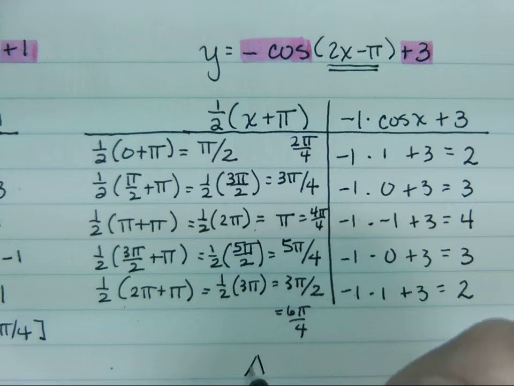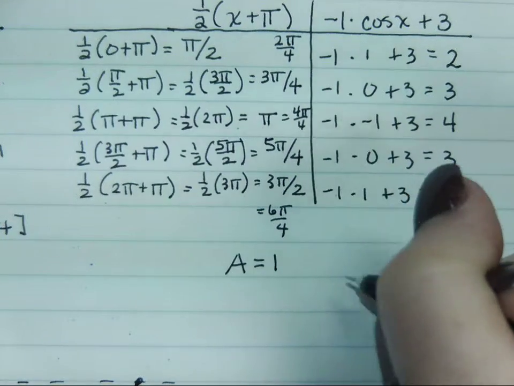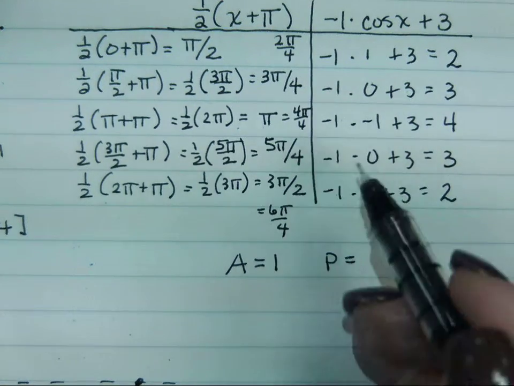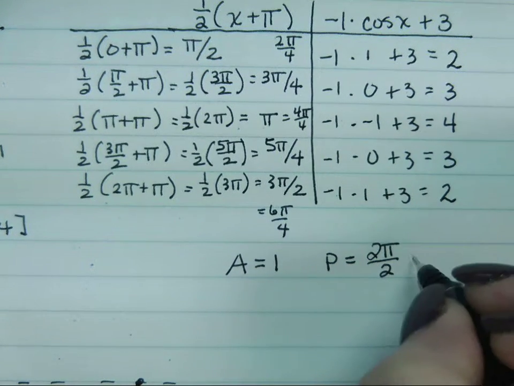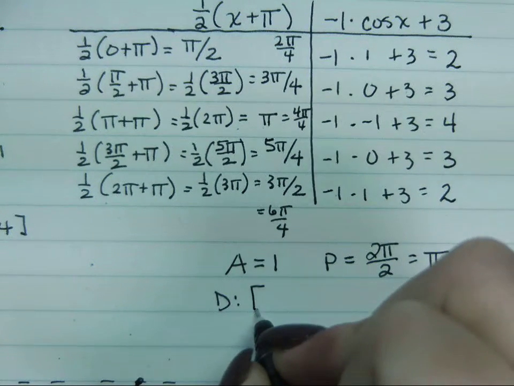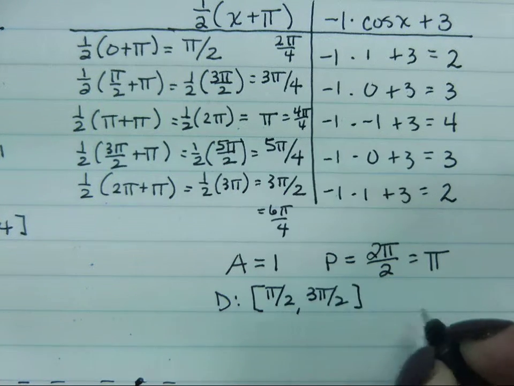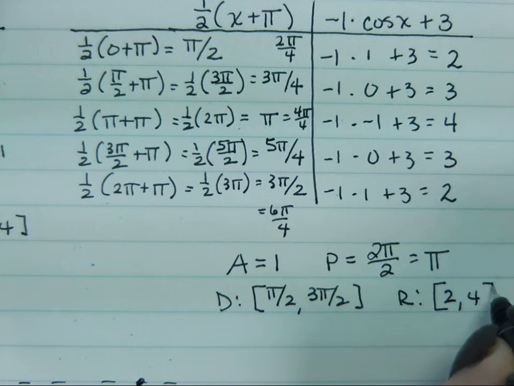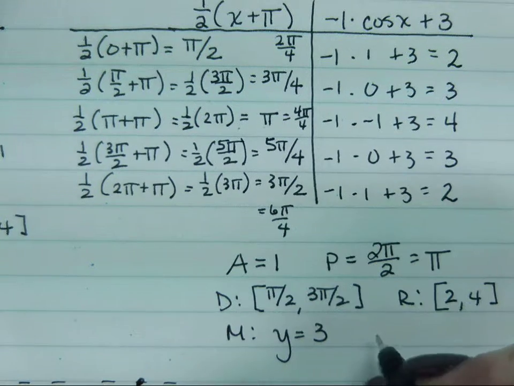So let's look at all of our other special values first. My amplitude is a positive 1. Now, my period is going to be the 2 pi divided by my b value, which is 2. And so my period is just pi. My domain, I'm going to look at my chart, and that started at pi over 2 and ended at 3 pi over 2. My range is going from 2 to 4. My midline is y equals 3.